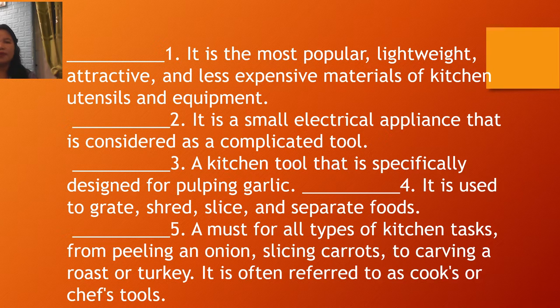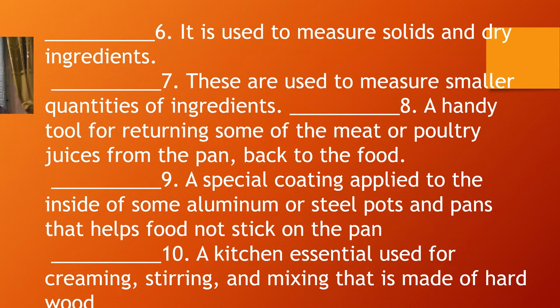Number five, the most useful for all types of kitchen tasks, from peeling an onion, slicing carrots, or carving the roast turkey. It is often referred to as the cook's or chef's tool. Number six, it is used to measure solid and dry ingredients. Number seven, these are used to measure smaller quantities of ingredients. Number eight, a handy tool for returning some of the meat or poultry juices from the pan back to the food.